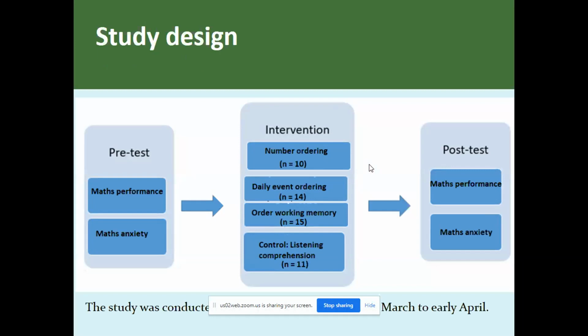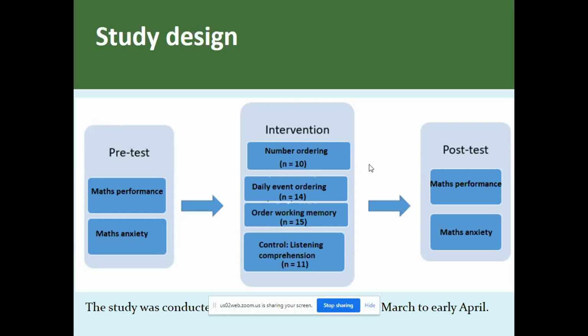So this is basically the study design. We had a pre-test session where we assessed children's maths performance and maths anxiety. Then each class participated in 6 training sessions, where they worked through 60 trials of the task they were trained on. And then there was a post-test where they were again tested on their maths performance and maths anxiety.